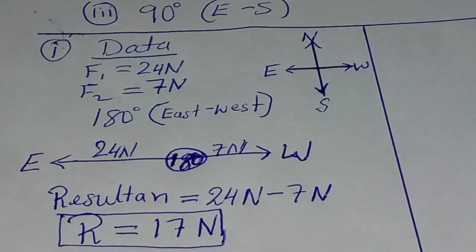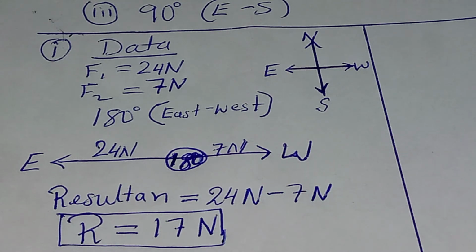To determine the resultant, you have to subtract the smaller number from the higher number. That is 24 minus 7, which results in 17 Newton. To determine the direction, the higher number determines the direction. So the direction will be equal to east.